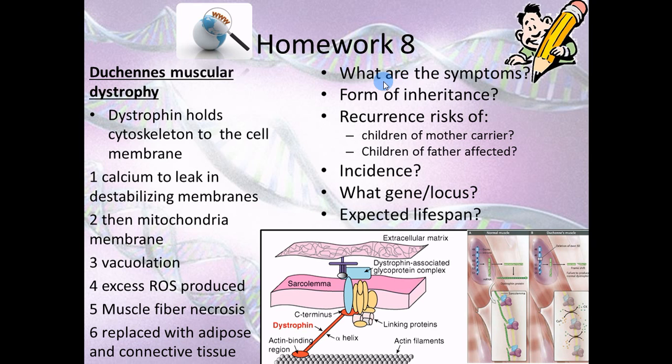You're going to look up the background of it. So what are the symptoms? This is at a cellular level. What are the symptoms? How do they inherit this? So what's the form of inheritance? Is it autosomal recessive, autosomal dominant? Okay? Is it primary mutations?